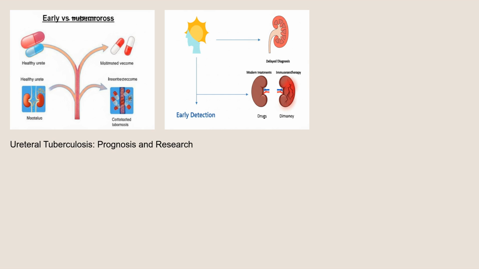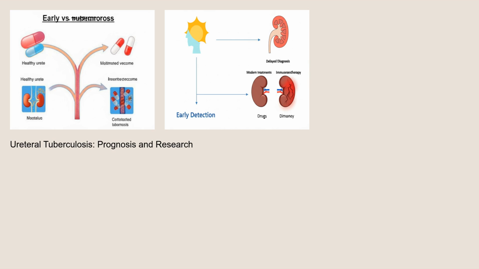The prognosis for ureteral tuberculosis depends largely on the stage at which it is diagnosed and treated. Early diagnosis and prompt treatment with anti-tuberculosis medications can lead to a good outcome with minimal long-term damage. However, delayed diagnosis and treatment can result in significant kidney damage, including chronic kidney disease and kidney failure, potentially requiring dialysis or kidney transplantation.